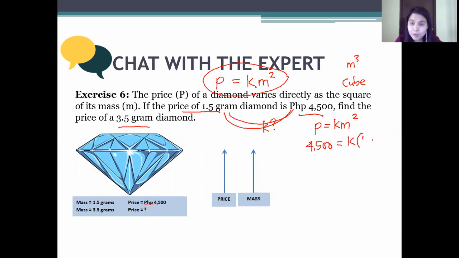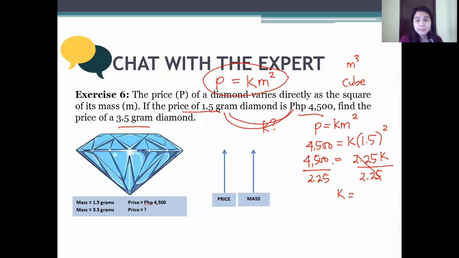k times 1.5 squared. 1.5 squared is 2.25. That's 1.5 times 1.5. Divide both by 2.25. Our k, you can use your calculators for this one. The value of k will be what? 2,000. So our constant of variation is 2,000.